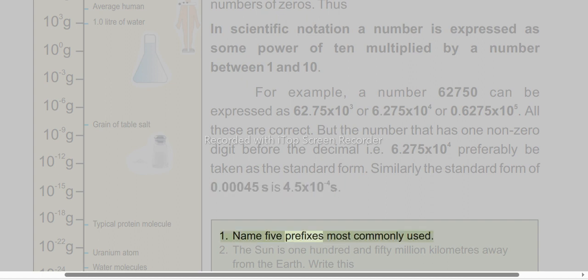1. Name 5 prefixes most commonly used. 2. The Sun is 150 million kilometers away from the Earth. Write this, A, as an ordinary whole number, B, in scientific notation. 3. Write the numbers given below in scientific notation. A, 3 billion milliseconds, B, 6,400,000 m, C, 0.0000000016 g, D, 0.0000548 s.